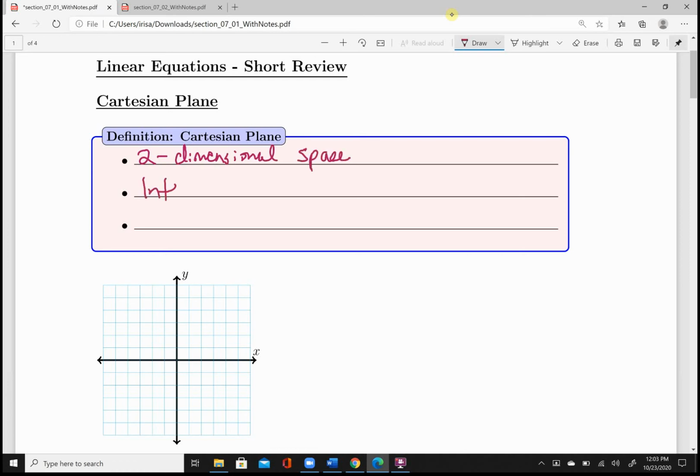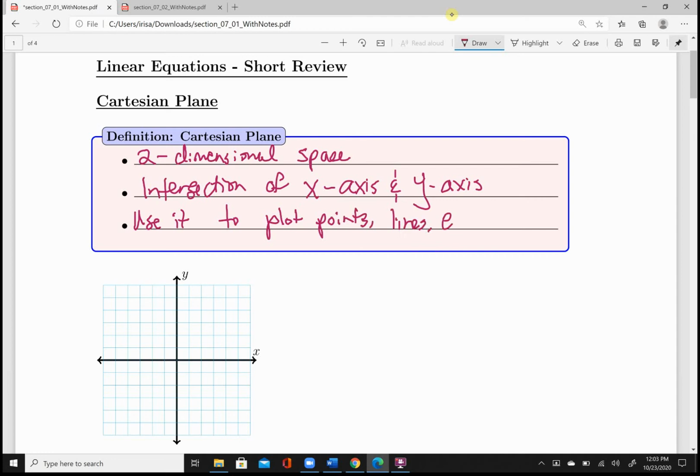It is the intersection of an x-axis, let me rewrite that again. Handwriting's getting a little terrible here. X-axis and y-axis. And you can use it to plot points, lines, curves. Looks like an E. Curves, etc.